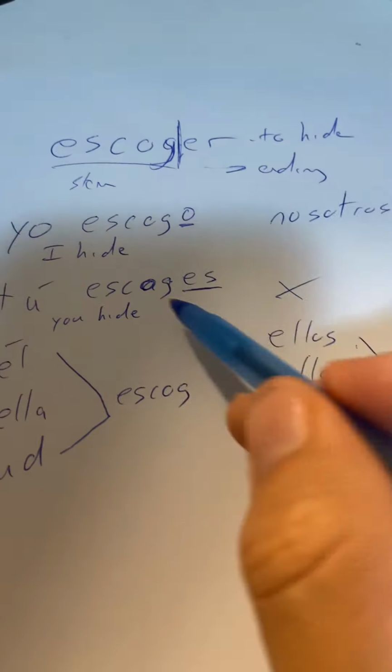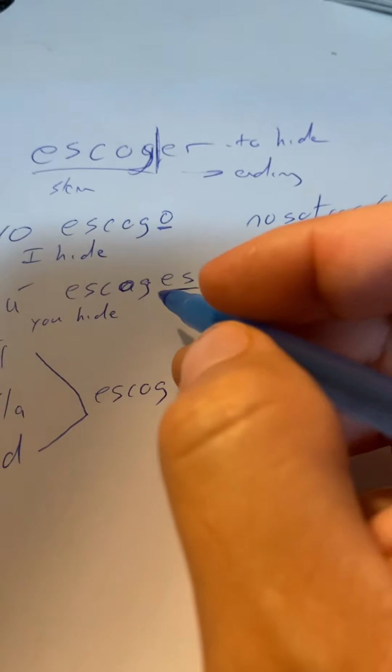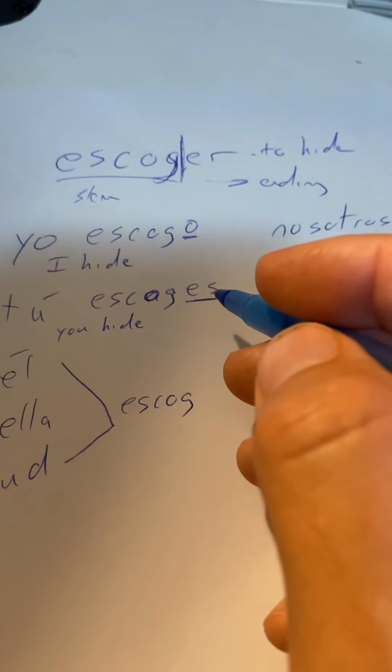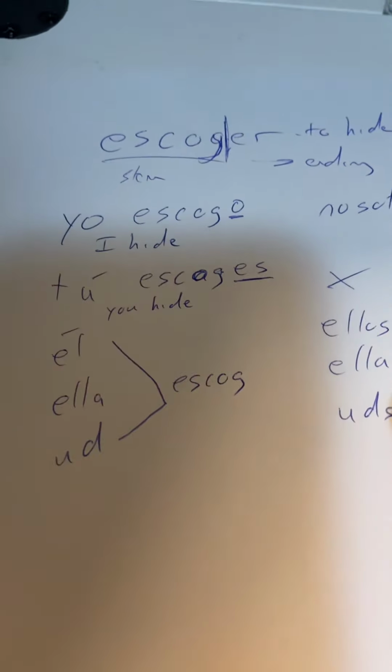Now this is where you start seeing differences. You start seeing an ES because it's an ER verb, right? So that just kind of makes sense. But then you also see here, oh, wait, it's an ER verb. Do you detect a pattern right now? Right, I think you do.